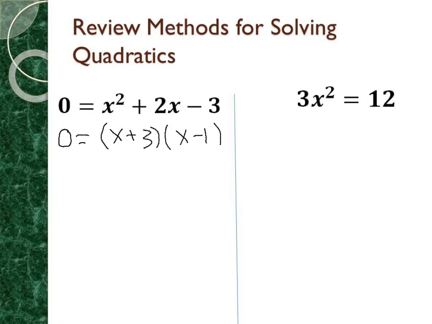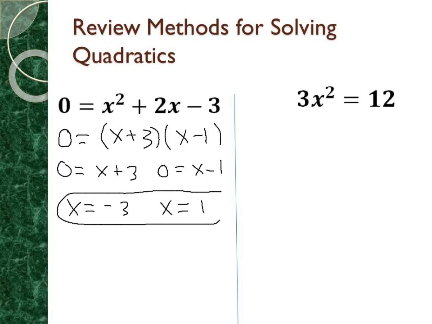And when we solve for this, we set both factor groups equal to 0. So 0 is equal to x plus 3, and 0 is equal to x minus 1. And we solve for x. And this gives us x is equal to negative 3, and x is equal to 1. And this would be our two solutions for this equation.